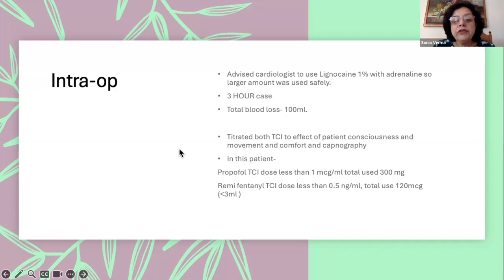During the whole procedure, I titrated both TCIs to effect, looking at the patient's consciousness, pain, movement, comfort, and of course, capnography. In this patient, in 3 hours, I used a propofol TCI dose of a total of 300 milligrams, and I kept it as little as 1 microgram per ml. Similarly, for remifentanil, the dose was less than 0.5 nanogram per ml.